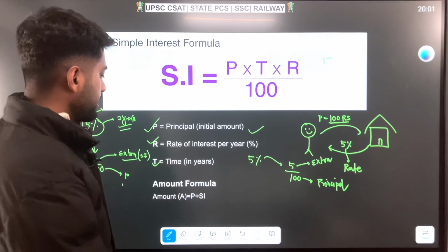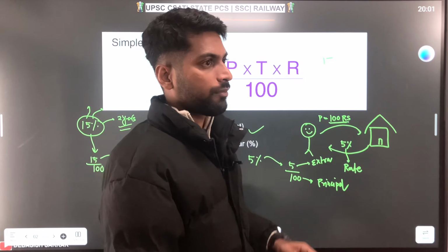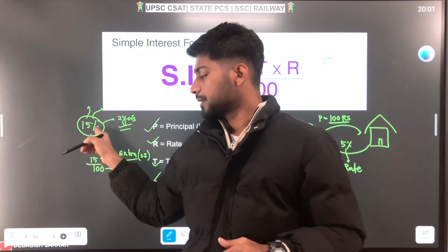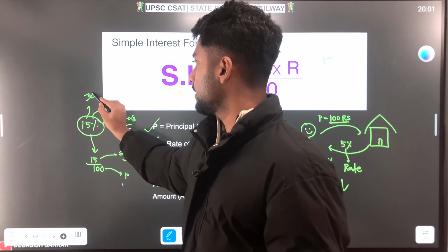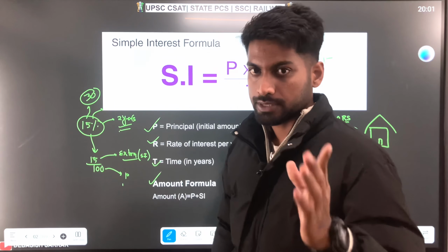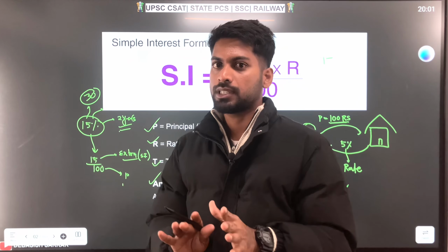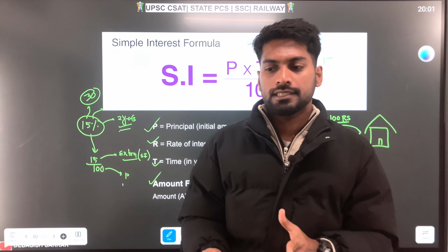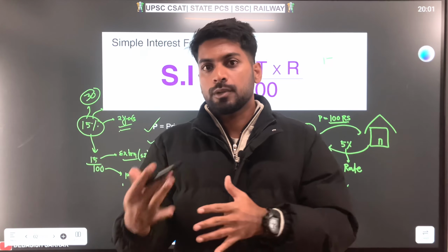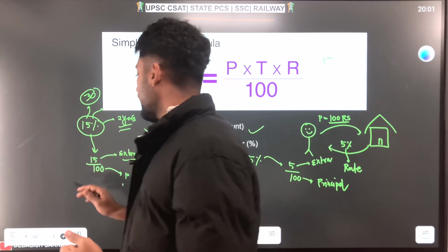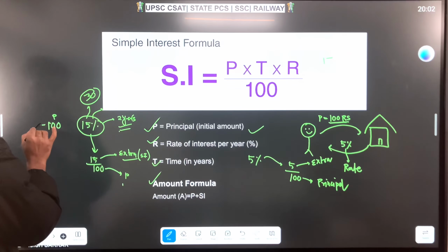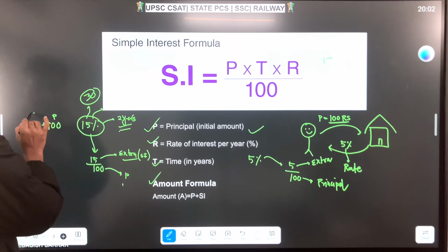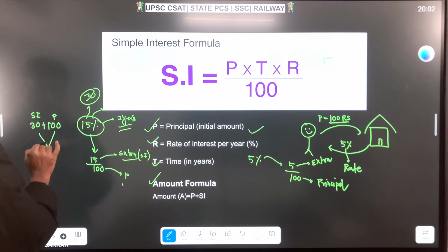Now amount. What is your amount? Look, 15% is the interest rate for 2 years. How much will it be? 30 rupees. Why? 15 rupees for the first year, second year again 15 rupees, so total 30. But the amount means how much money in total you have to return to the bank. You have taken 100 rupees, that is your principal, and 30 rupees extra you have to pay. 30 rupees extra, that is your SI. So this is your amount.